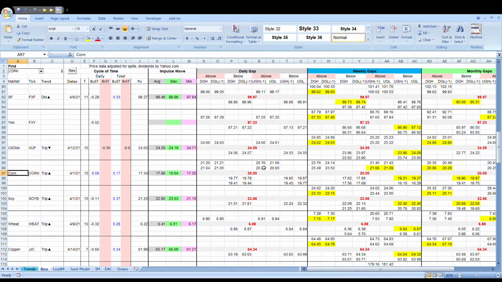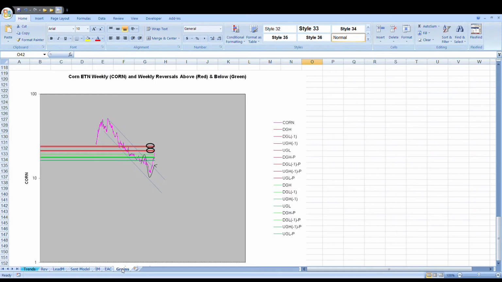There's the daily, weekly, and monthly. And this is a visualization. This is the weekly. Weekly is the most stable. It generates probably the least amount of reversals, but it's kind of the right blend between significant reversal zones and not too much information. And we can see that corn continues to take out the overhead resistance, and it's jumping the creek.